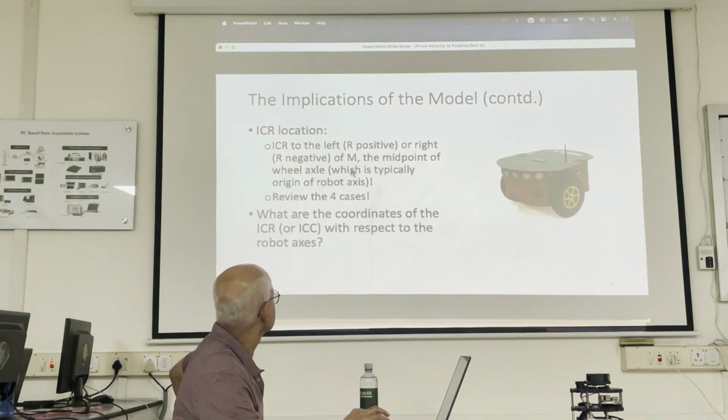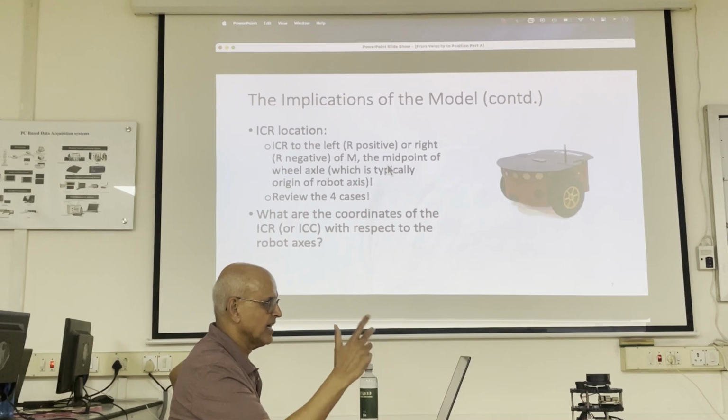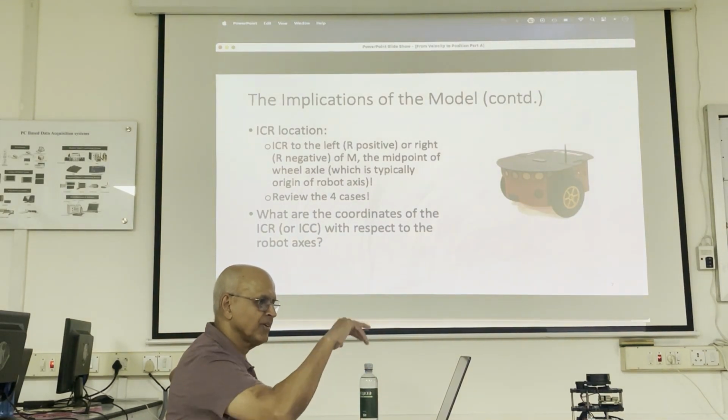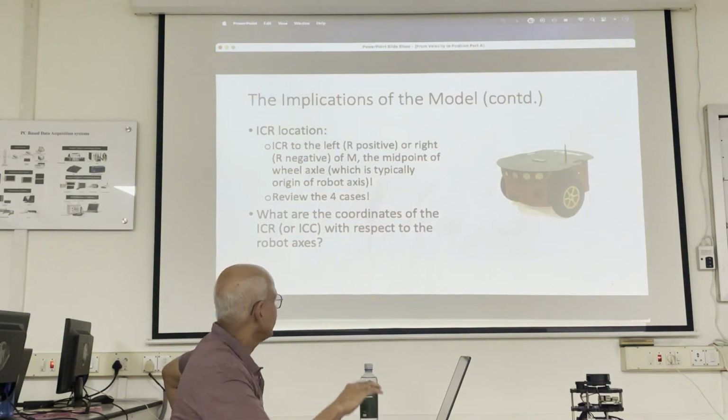Okay, we went through the 4 cases. V, omega: positive, positive; negative, negative; positive, negative; negative, positive. And we went through this.